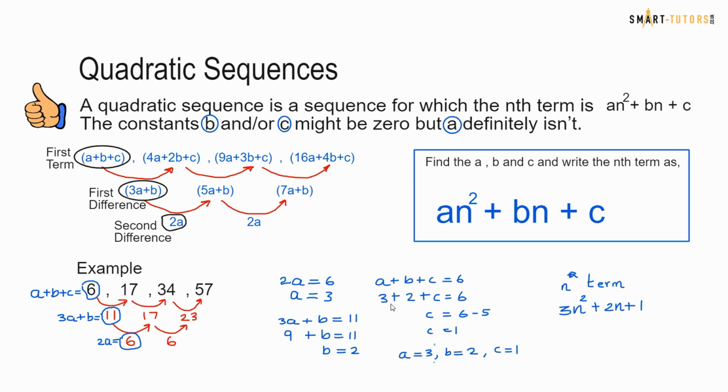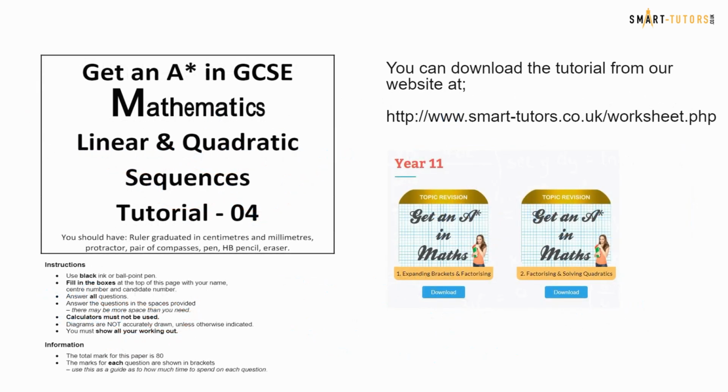So a equals 3, b equals 2, and c, we are going to find, which is 6 minus 5, is 1. So we found all the constants. If you substitute in the expression an squared plus bn plus c, we get 3n squared plus 2n plus 1.